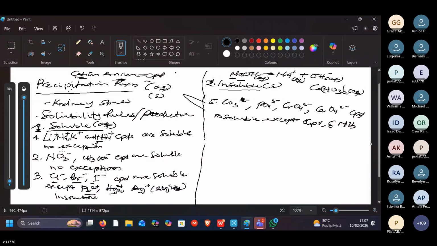Sir, so that means sodium carbonate is insoluble. Sodium is from group 1, so when it meets with carbonate, that becomes insoluble. That is an aqueous kind of compound.